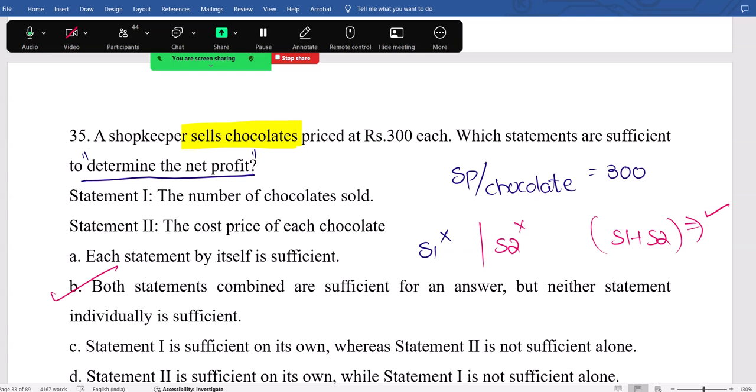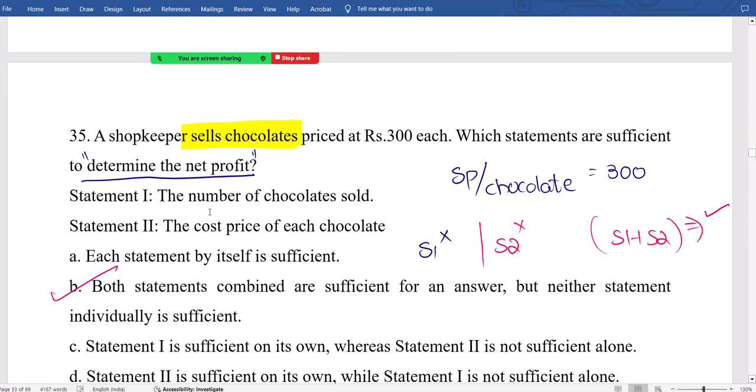Individually not sufficient, combined it is. Why is the net profit asked? They are selling more chocolates, not one chocolate. They clearly mention sells chocolates, so the number of chocolates sold is needed, not just one. That's why you have a look into that question, right?